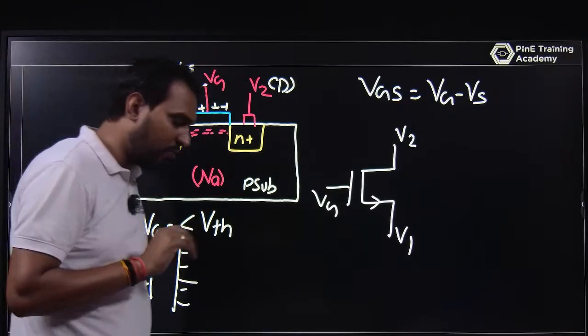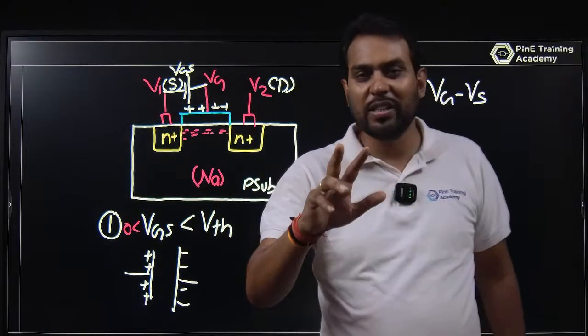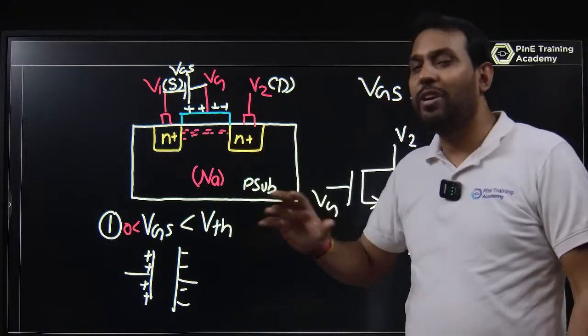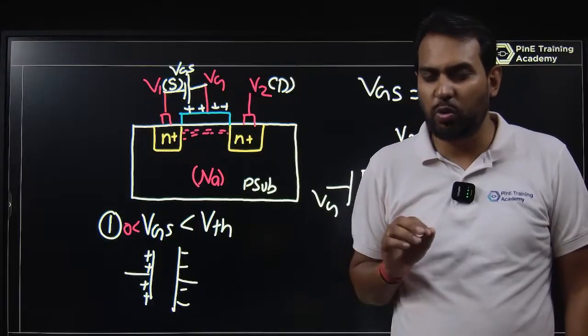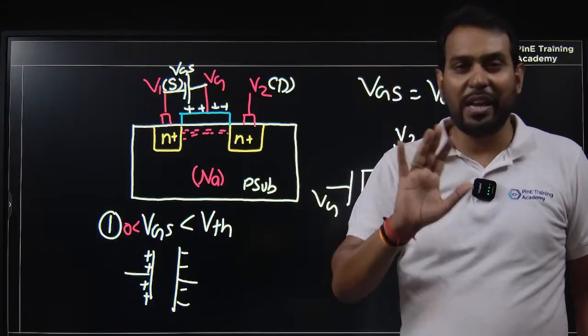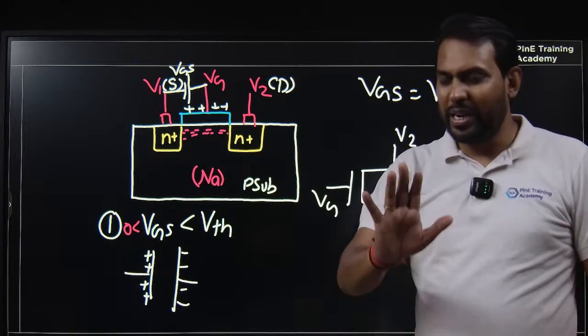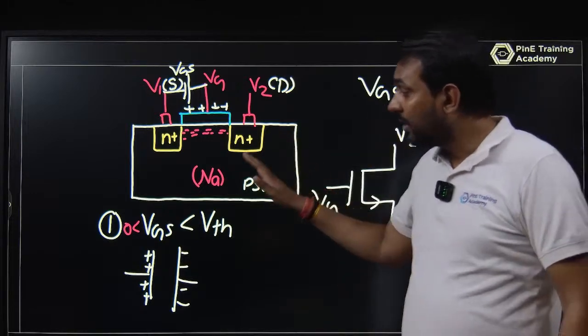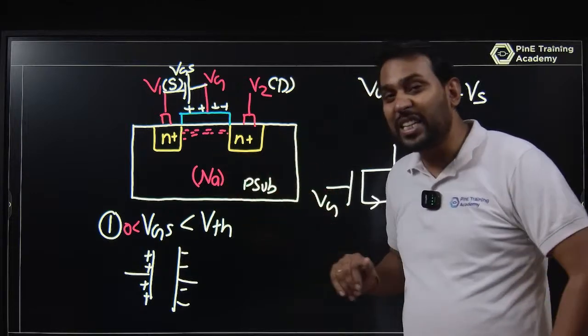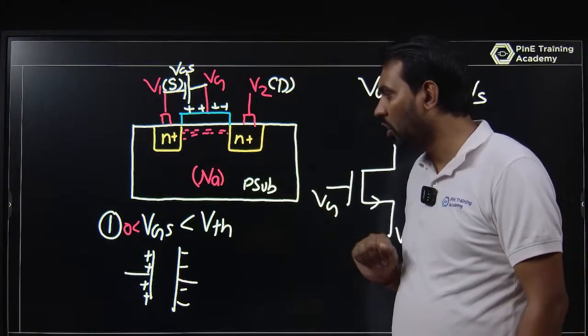Please be focused here. What is the meaning of inversion layer? In a simple way, you can say that the minimum gate to source voltage required to form the inversion layer is called the threshold voltage. That is the very basic definition. Let's talk about what threshold voltage means in terms of energy band diagrams.